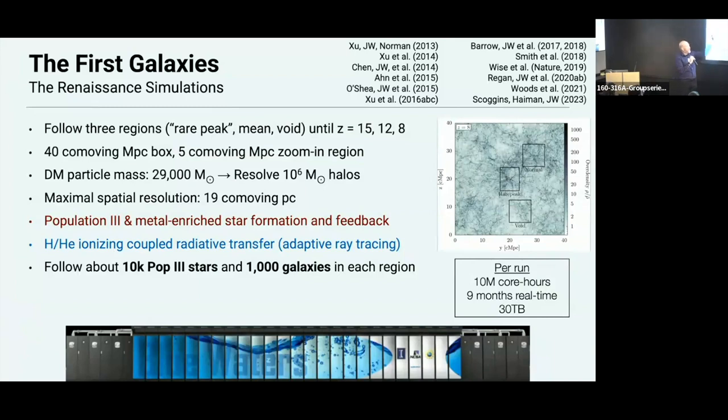We include radiative transfer on the fly, and in each region we follow around 10,000 Population 3 stars and around 1,000 galaxies. So at the time, it was a very large simulation. It's still difficult to deal with these data, but nowadays it's not that big. But it took 10 million core hours per run, 9 months of real time, 30 terabytes per run.